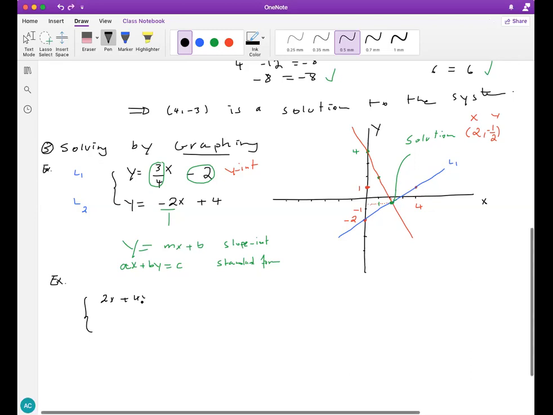Let's see, actually, maybe use something else. Okay, we can use that one, no problem. So I have 2x, 4y, for example, 8. And maybe x minus 2y equals 4.